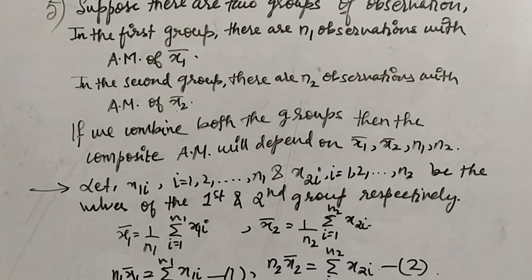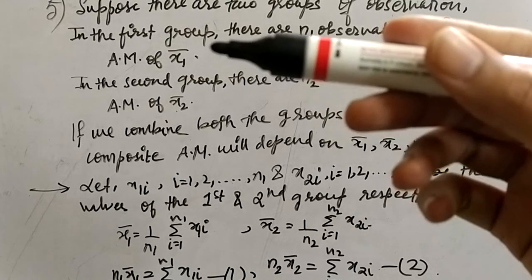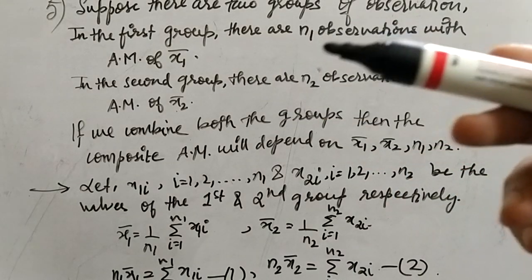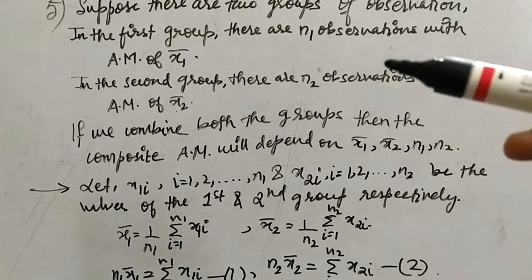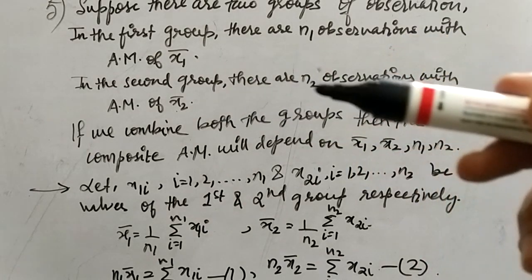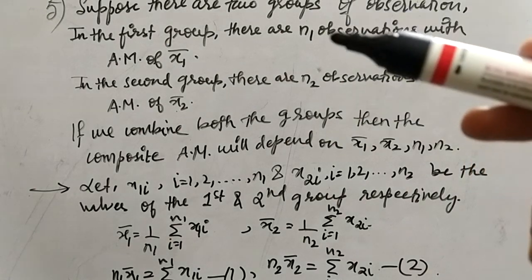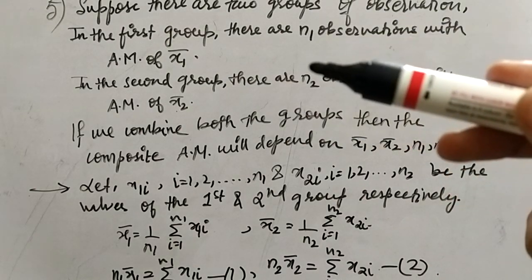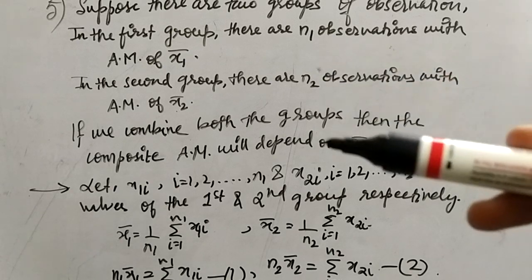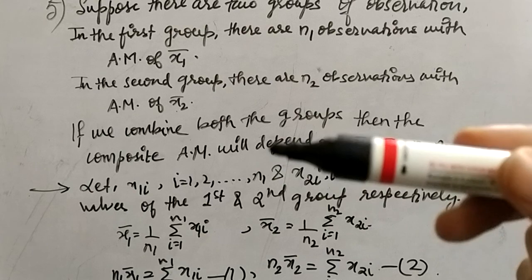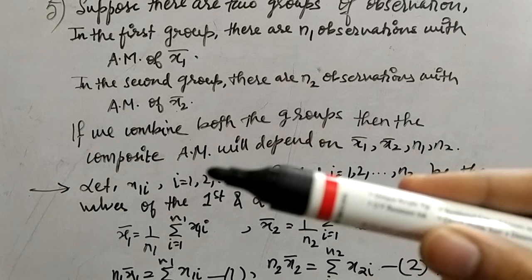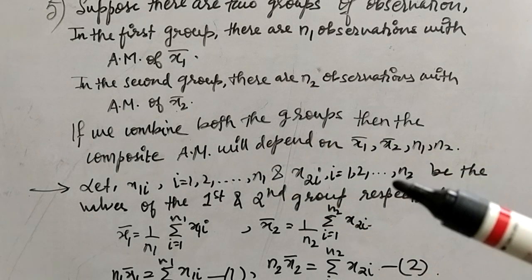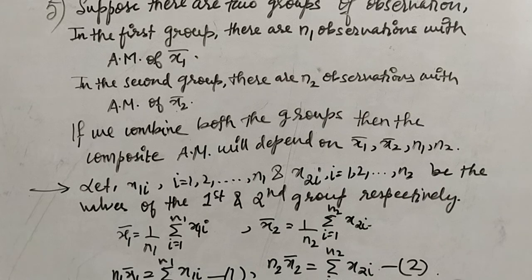If we combine this together, let's just start from scratch. There are two different groups, first group and second group, with two different numbers of observations. They are different, that's why we have denoted n1 and n2, with two different arithmetic means, because obviously if the number of individuals or variables is different, then the arithmetic mean would be different. In order to get the composite arithmetic mean, it depends on x1 bar, x2 bar, n1 and n2. Let's just see how.